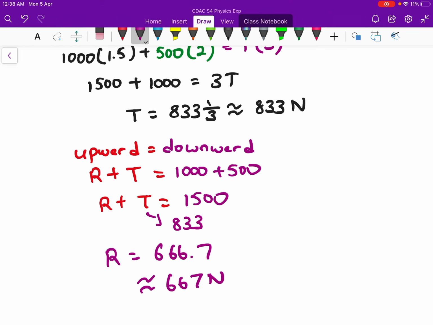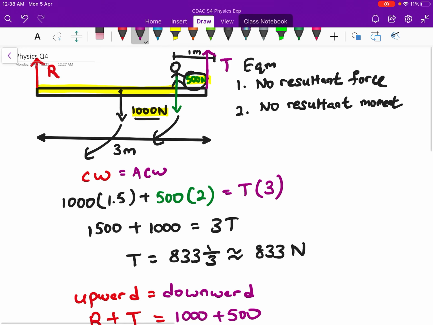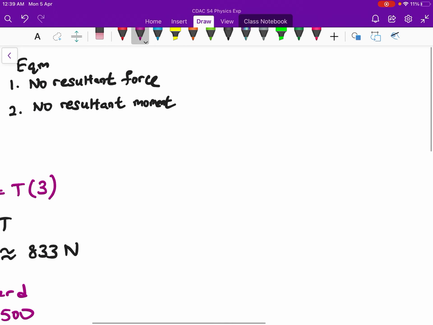The second method is the same thing. We just put one pivot, and this pivot will be at T. Let me get rid of this. We can see that our pivot is at T, and my force R is clockwise. For my 1000 Newton and 500 Newton, the moments will be anti-clockwise. So there is one clockwise moment and two anti-clockwise moments. This is method 2.